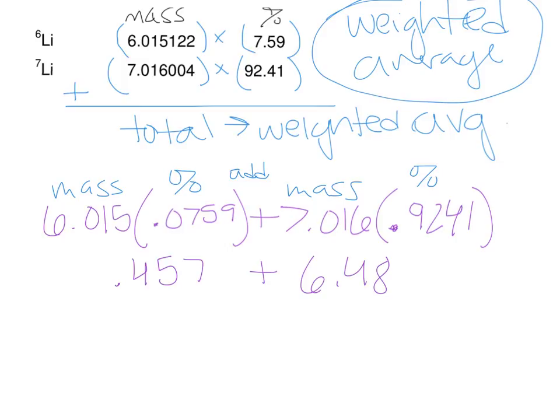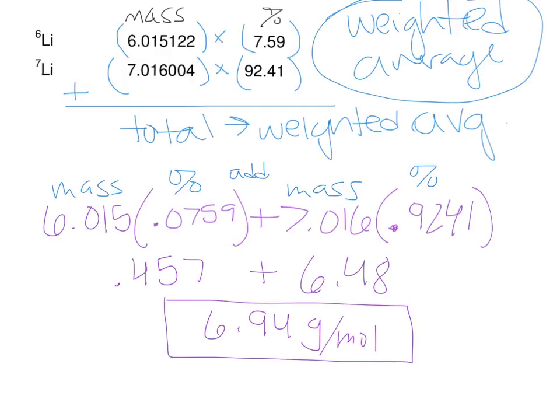And that gives me 6.94 approximately. So this is going to be grams per mole. I'm putting grams per mole because this should be the average mass that you find on the periodic table for lithium. So if you look at lithium on the periodic table, this should be the value that you actually see, or it should be very close to it, at least if this information is correct. The more accurate this information is, the closer this number will be to the number you see on the periodic table for the weighted average or the average mass.